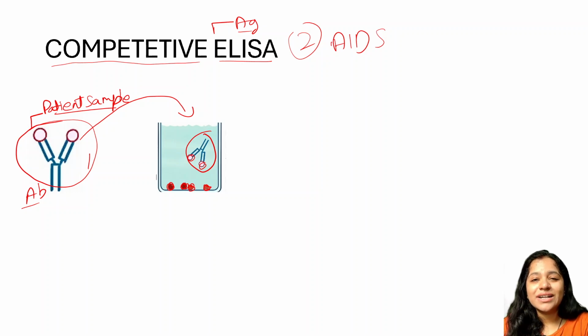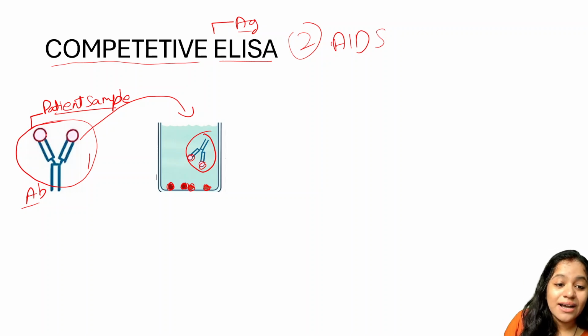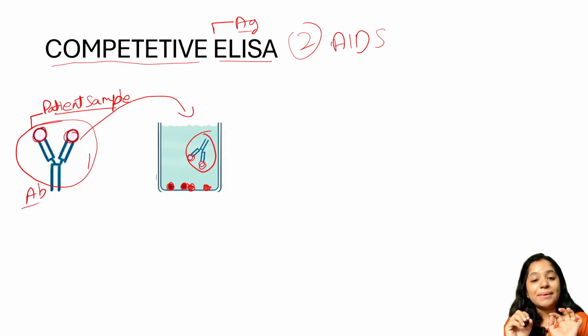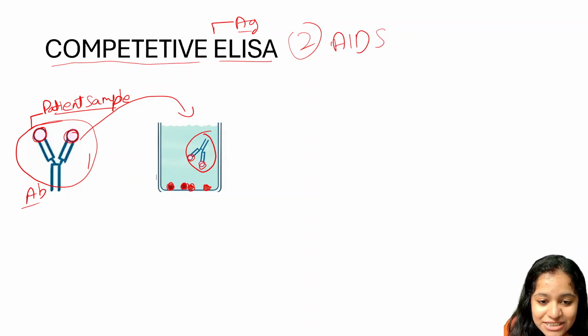Think of it like you're going to a party. That party has many delicious foods, but you have already eaten the same food at home. Now you are full, you can't go and eat the food in the party, so the food in the party will be untouched. Same is happening here. This antibody has already bound with the antigen in the patient sample, so if the same antigen is pre-coated here in the well, it won't be binding.